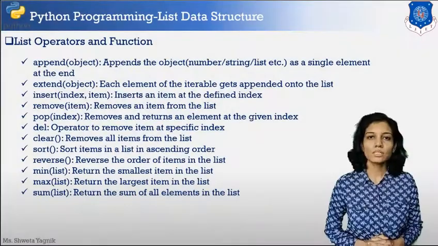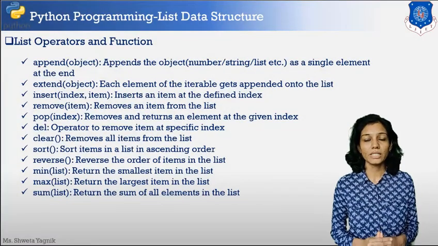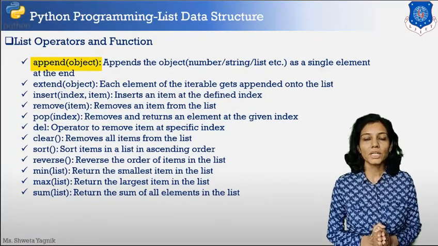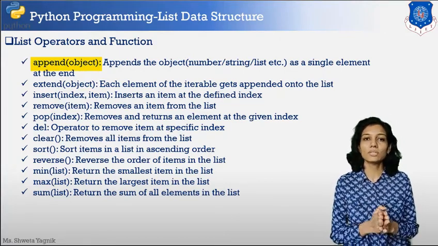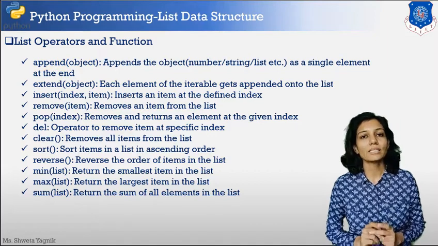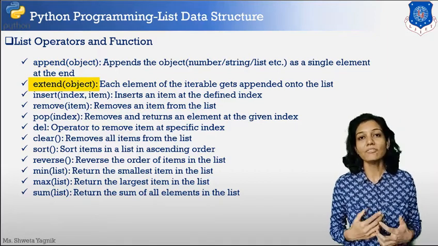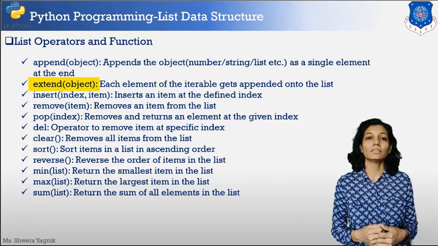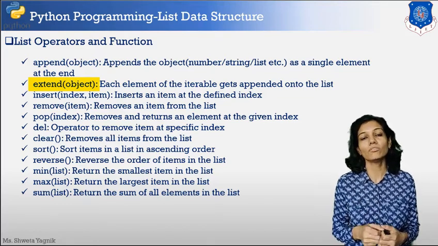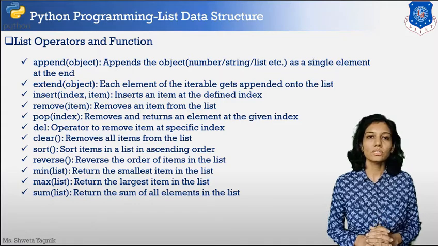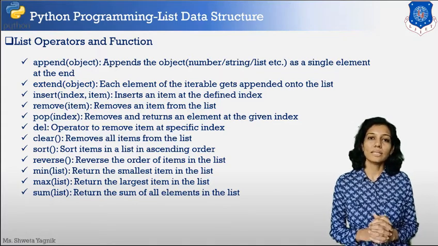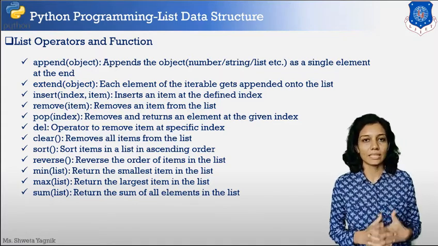Now we are going to see some of the functions that are supported by list. First is the append function. If I want to append a specific object at the end of the list, I'll be using this function. Secondly, the extend function. If I want to add each and every element of an iterable at the end of the list, I'll be using extend. We are going to see practically what is the basic difference between append and extend.